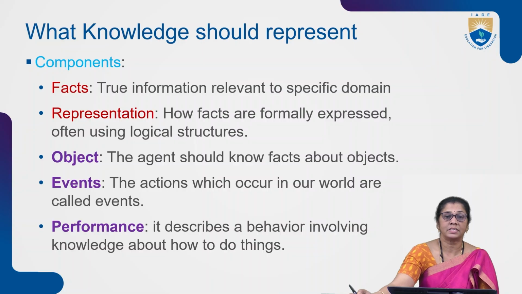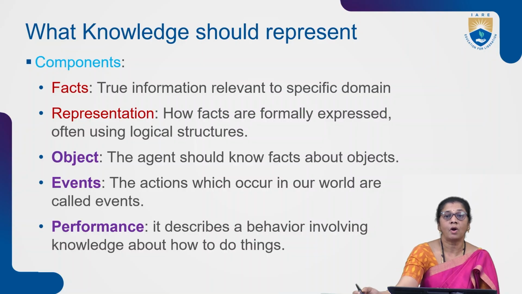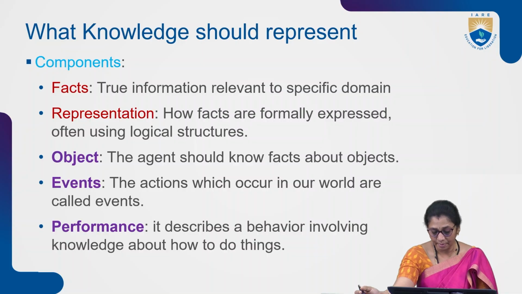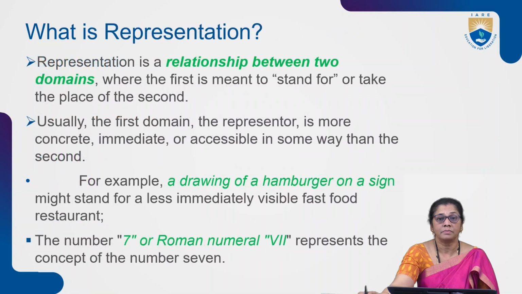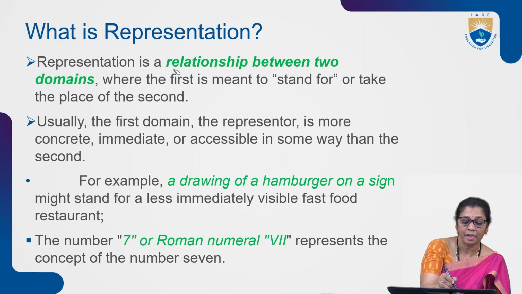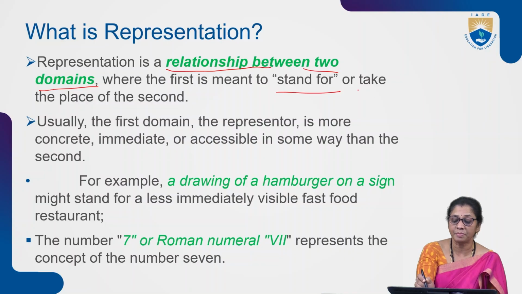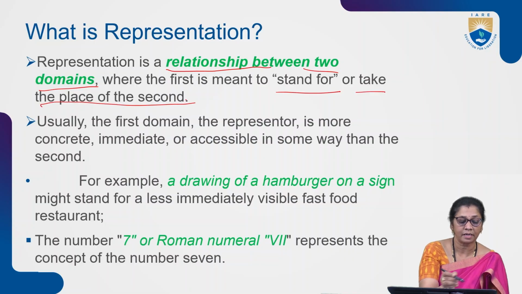Next is performance. It describes the behavior involving knowledge, how to do things. Now we know what knowledge is; now we have to know what representation is. Here representation is a relationship between two domains, where the first is meant to stand for or take the place of the second.